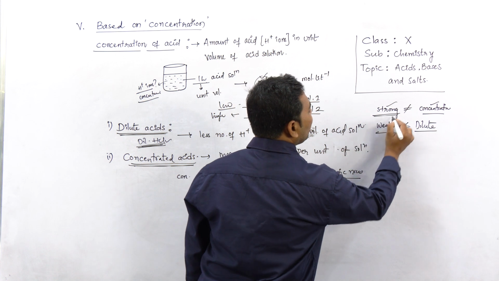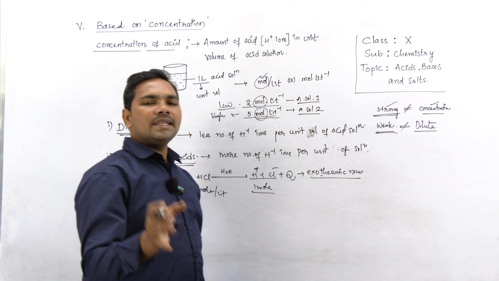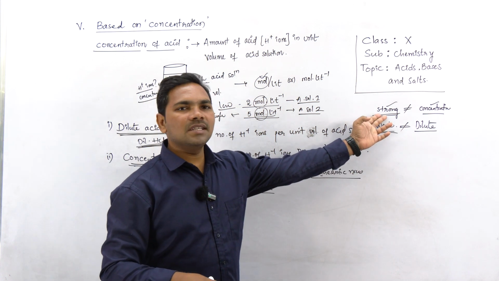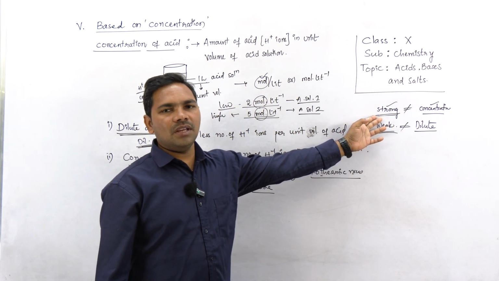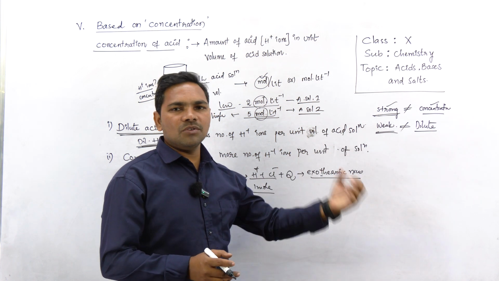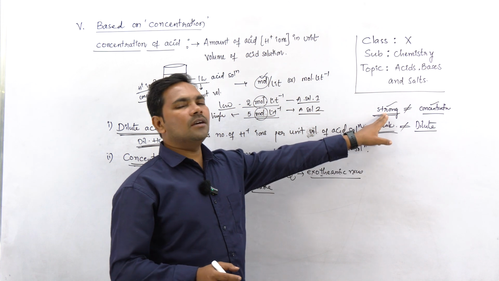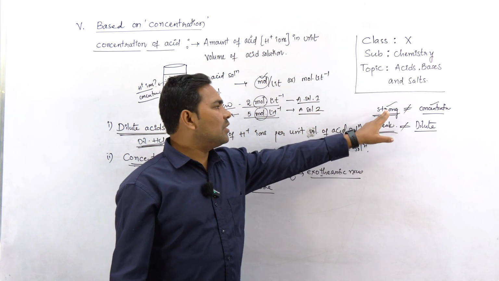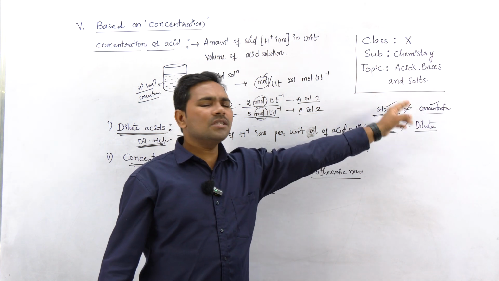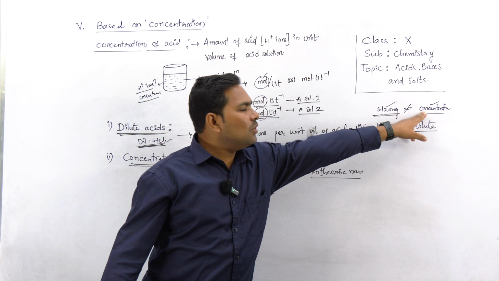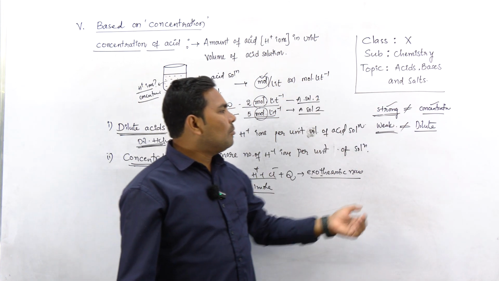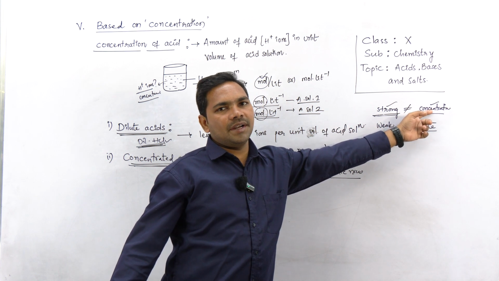Strong and weak are based on the degree of dissociation. Strong acids like HCl, H2SO4, HNO3, whatever the quantity of water available, undergo almost complete dissociation and produce a high concentration of H plus ions. So they are called strong acids. Whereas concentrated acid means this acid solution can be a strong acid solution or a weak acid solution. If it contains more acid per unit volume, it is called concentrated, right?